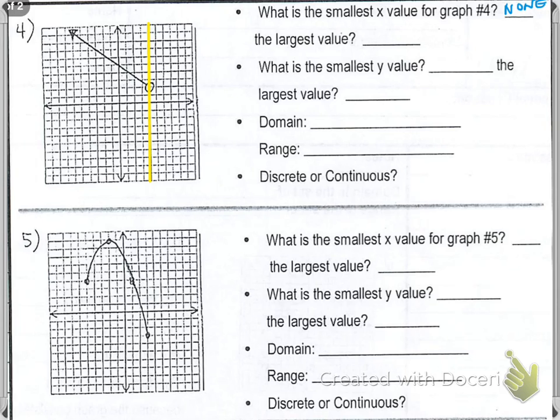What's the largest value of x? 4. Okay, so 1, 2, 3, 4, right? So we're going all the way to the right. So the largest value of x is 4. Okay, let's go ahead and drop down here to domain and do domain right now.